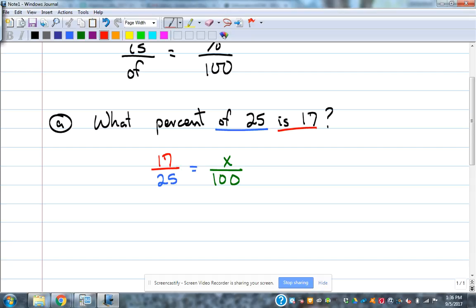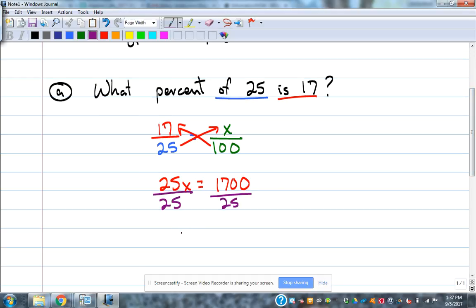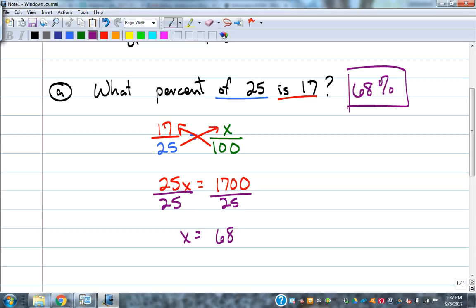And then you've got a proportion to solve that you just cross multiply. That's 25x equals 1700. And then you divide by 25. x is 25 goes into 1700... that's a quarter into $17, be 68 quarters in $17. 4 times 17. And that would be 68% as a final answer there. So cross multiplying and solving. It's always is over of.